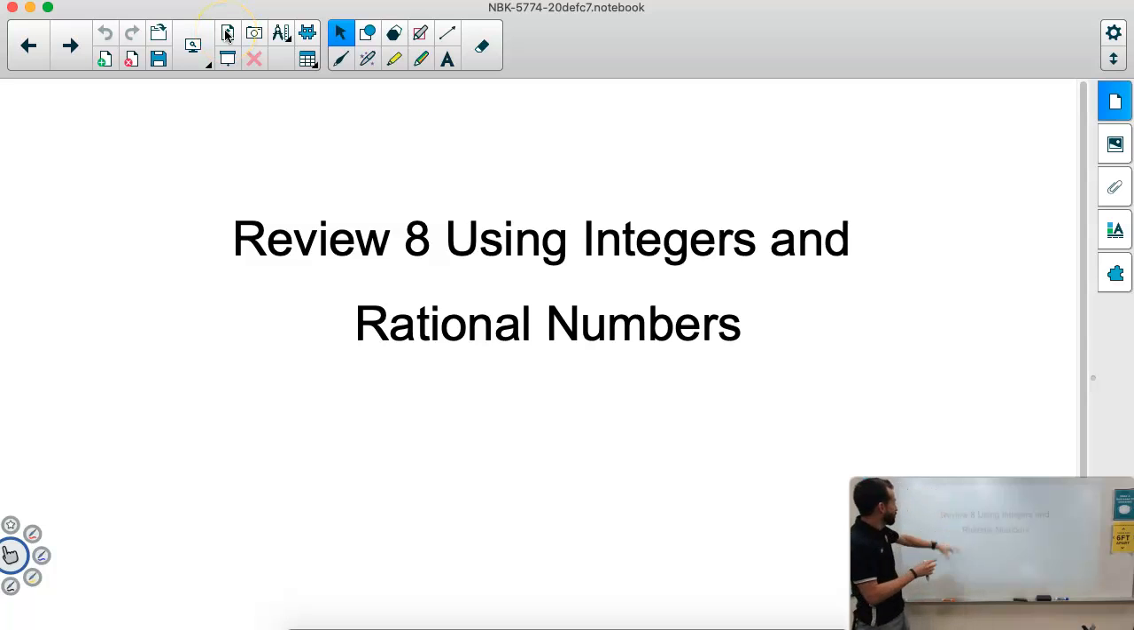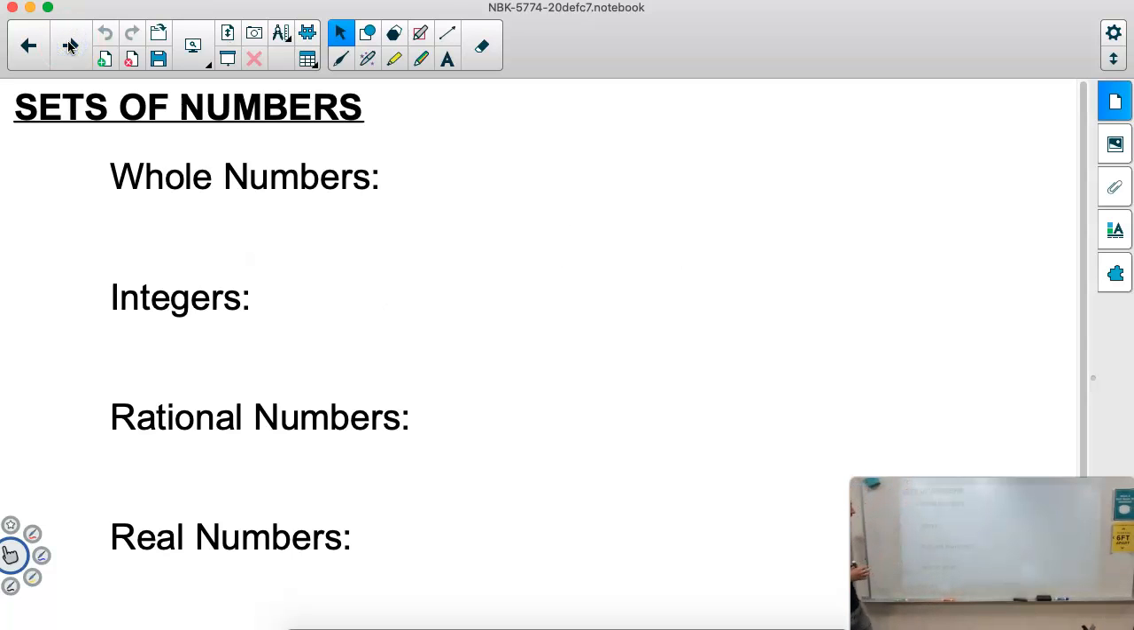We go to review number 8, using integers and rational numbers. We're going to talk a little bit about what rational numbers are and how we deal with those. So there are different sets of numbers when we think of numbers, okay? And those go in various degrees.